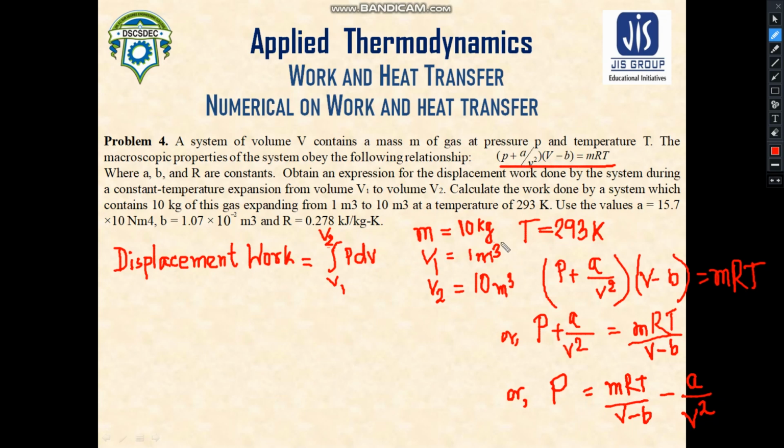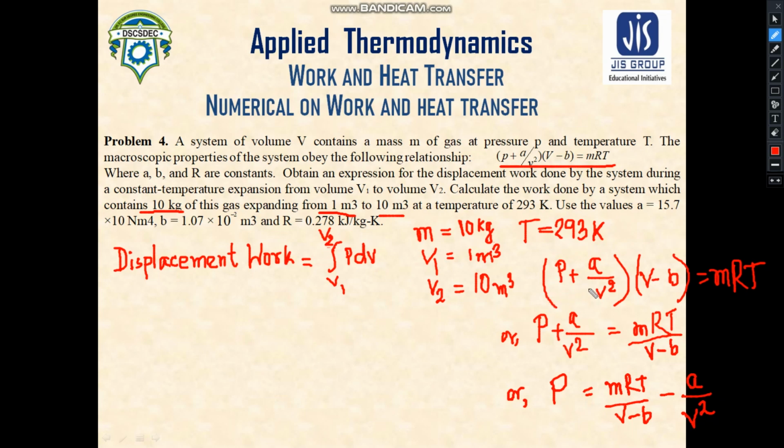Now what is the information which is given here? The mass is given as 10 kg. Here you can see that it contains 10 kg of this gas, so the mass becomes 10 kg, which expands from 1 meter cube to 10 meter cube. That means the initial volume is V1 and the final volume is V2. The expansion takes place at a constant temperature of 293 Kelvin. So the temperature remains constant throughout this process and it is equal to 293 Kelvin.